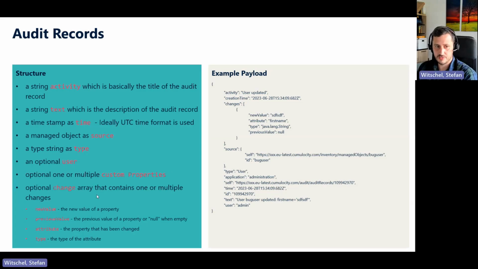I will not go into detail, just a small hint. You have the change object, which helps you to see a change from a previous value to a new value with the attribute and the type. And then you can see the value from when a property or attribute has been changed, if you want to use it. Here's an example where I changed the first name of the user, and you can see the first name was not defined. The previous value was null, and I changed it to another name. And this is an audit record.